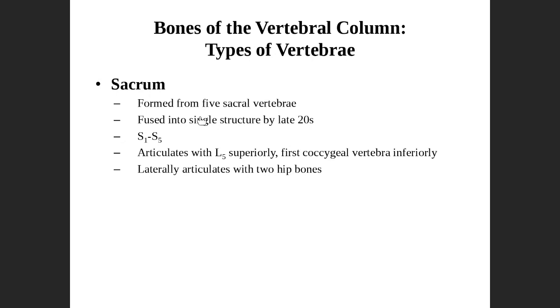So the sacrum is going to articulate with L5 above it. And then finally, it's got 4 actual articulations. It articulates with L5, superior to it, it'll articulate with the coccyx below it, and then it's going to articulate with your two hip bones lateral to it. So it's kind of sandwiched in there. It's covered on all sides. And the sacrum helps to make up the pelvic girdle.